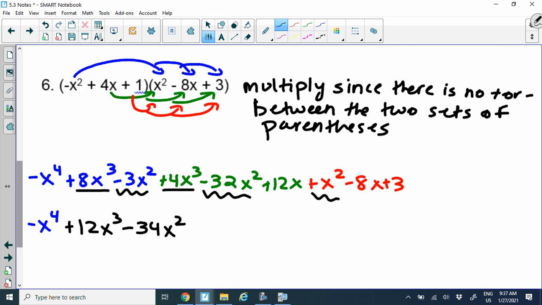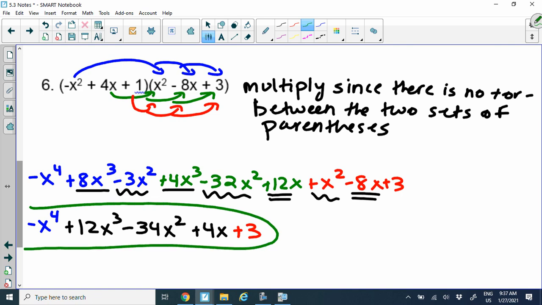Then I have my 12x and my negative 8x. So that's going to give me plus 4x. And then my plus 3, well, there's nothing else I can combine that with, so I just have plus 3. And so this will be my final answer here.